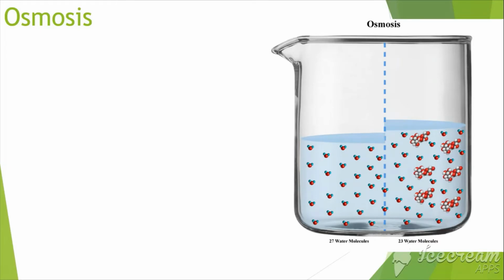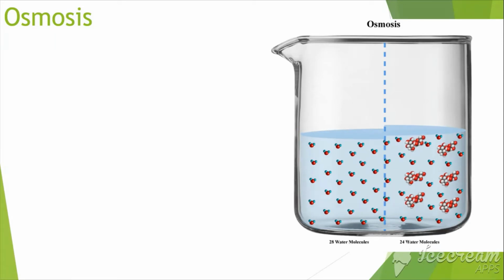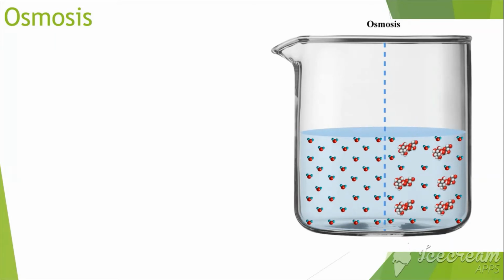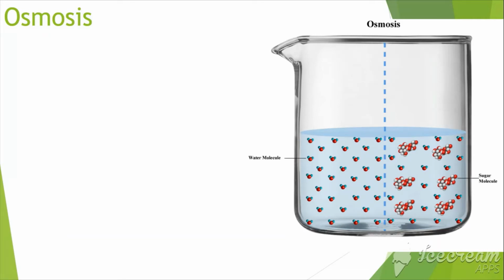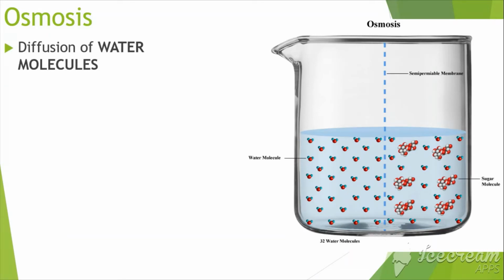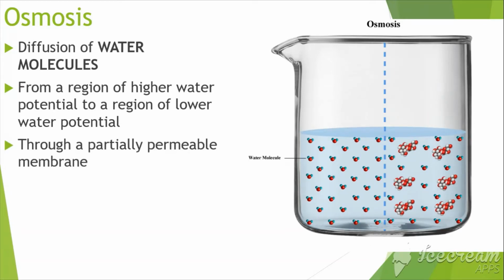On the left-hand side of the membrane, there are more water molecules, meaning there is a higher water potential. On the right-hand side, there are fewer water molecules because a lot of space is taken up by sugar molecules. Because there are more water molecules on the left, more of them will move to the other side. Over time, there will be an overall or net movement of water from left to right through the membrane. This is called osmosis. Osmosis can thus be defined as the diffusion of water molecules from a region of higher water potential to lower water potential through a partially permeable membrane.